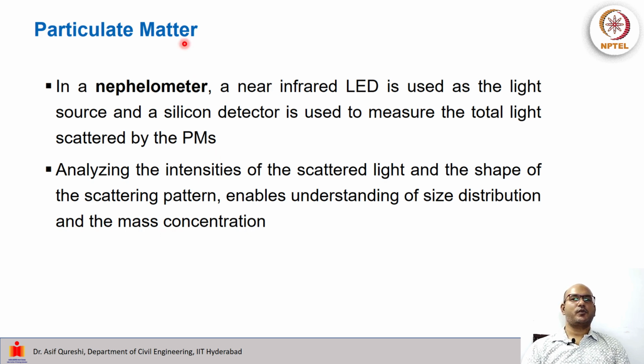The next is a nephelometer, and we would have used this in the lab also. In this, a near infrared LED is used as the light source, and a silicon detector is used to measure the total light scattered by the PM. Then analyzing the intensities of the scattered light and the shape of the scattering pattern will enable us to understand the size distribution and the mass concentration in the analyzed sample.